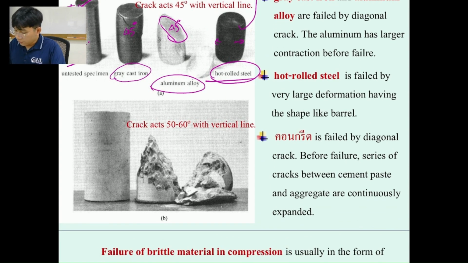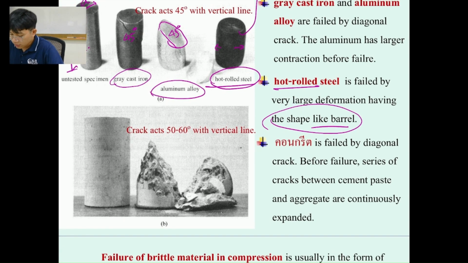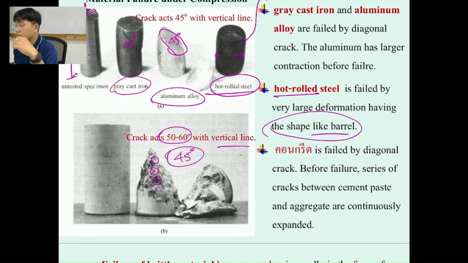All right. So for the hot rolled steel, I may ask what is the shape of the hot rolled steel under compression. So you can just answer it as a barrel over here. Okay, and the concrete is supposed to fail at 45°, but the thing that happens is that because the concrete has stone and interlocking between the stone and the mortar itself, sometimes you cannot get exactly 45. It can be 50 to 60 with the vertical line if you compare. Okay. So this one is going to be concrete.